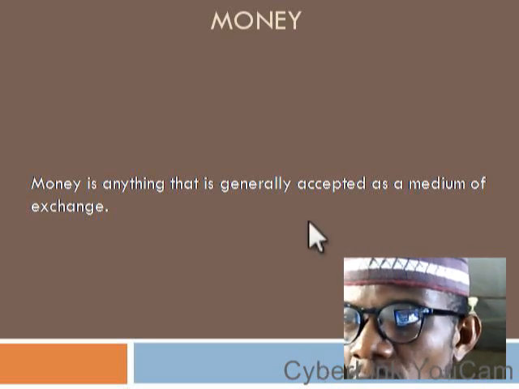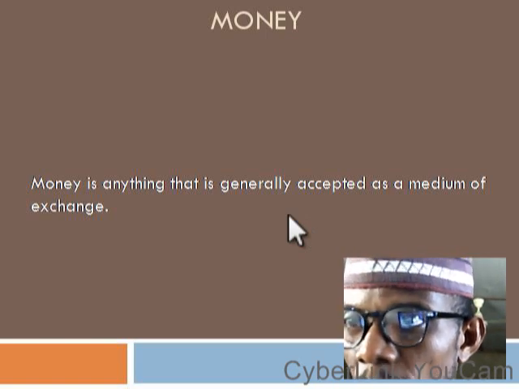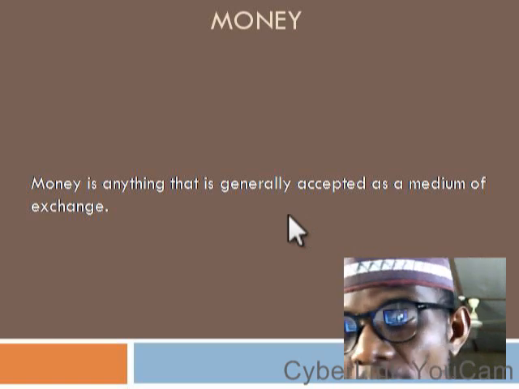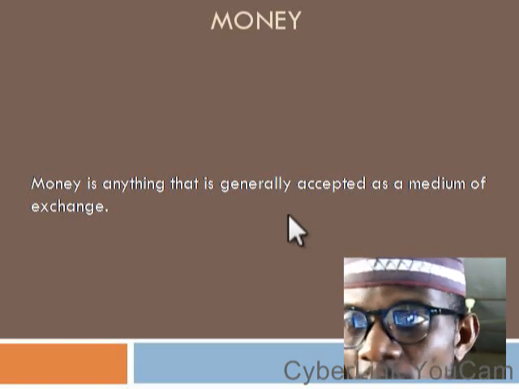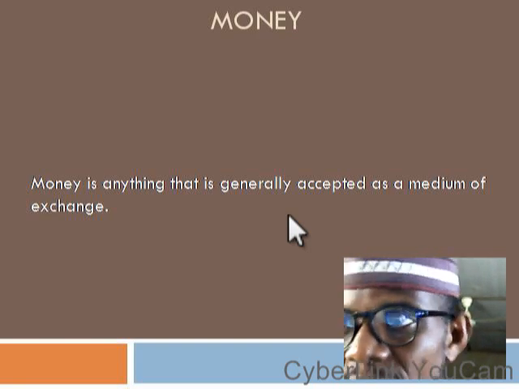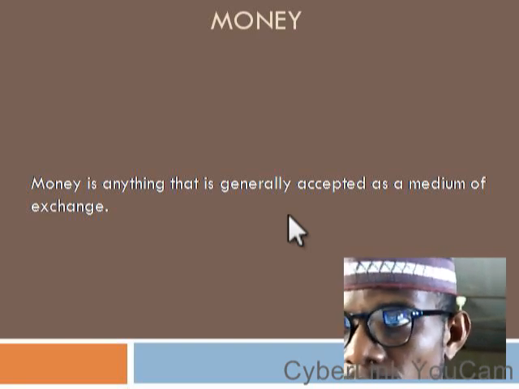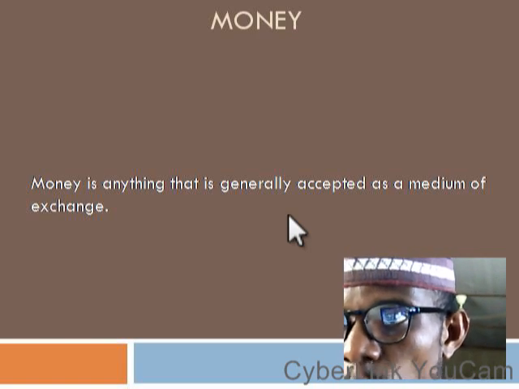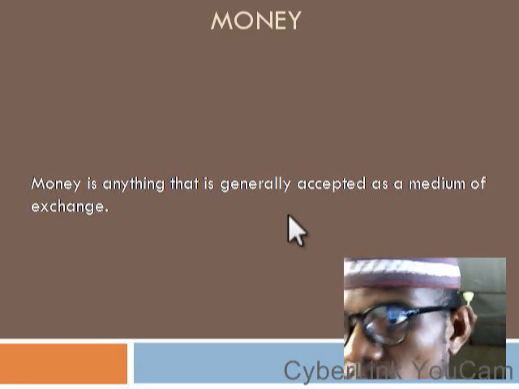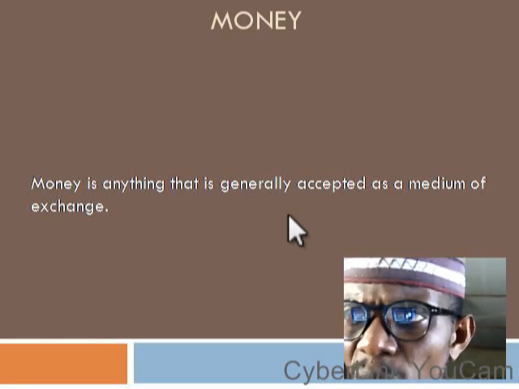Today, the topic we want to discuss is money. I've taught you money in your SS1, but this one is just a continuation, a subtopic in that aspect of money. Today we want to look at the value of money, how to measure the value of money, and the factors that affect the value of money, and so on and so forth. Those are the things I want to look at in the aspect of money here today.